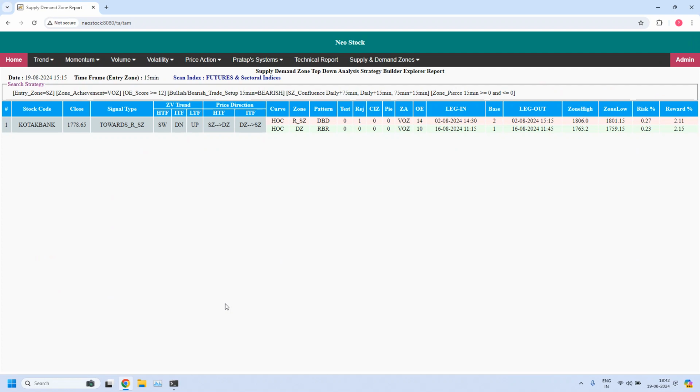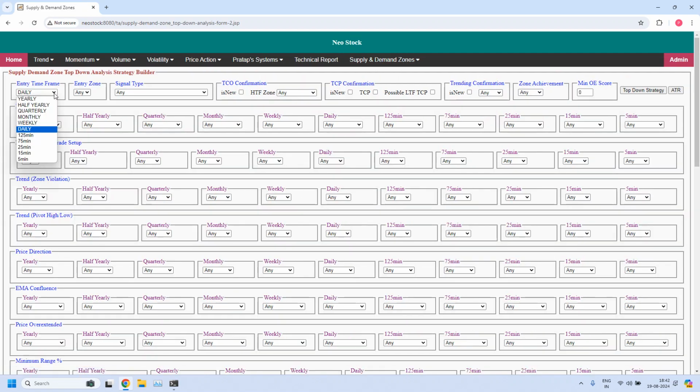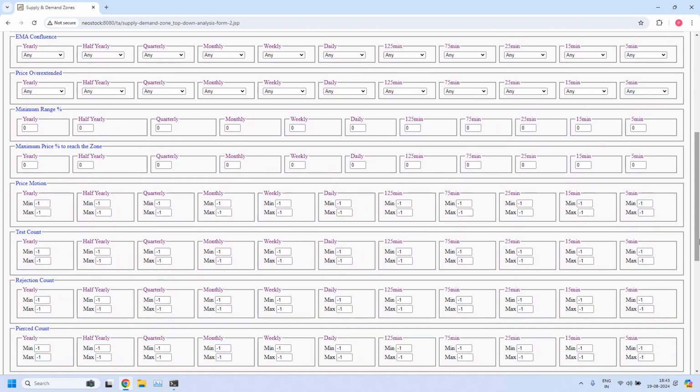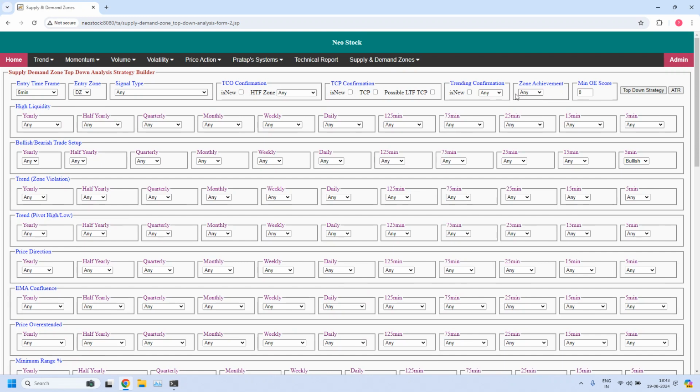Okay, and the next report is hourly income trade. For hourly income trade, entry time frame is 5 minutes, bullish trade setup demand zone, and in bullish or bearish trade setup at 5 minutes time frame, I am selecting bullish. This 5 minutes demand zone should not be pierced. So in the pierced count column in 5 minutes time frame, minimum value I am selecting 0, maximum value 0. Zone achievement should be violated opposing zone, minimum odd enhancer score is 12. All the 3 filters are applied to 5 minutes demand zone.